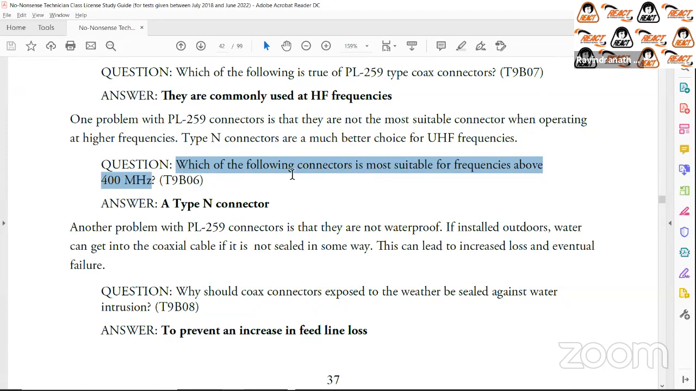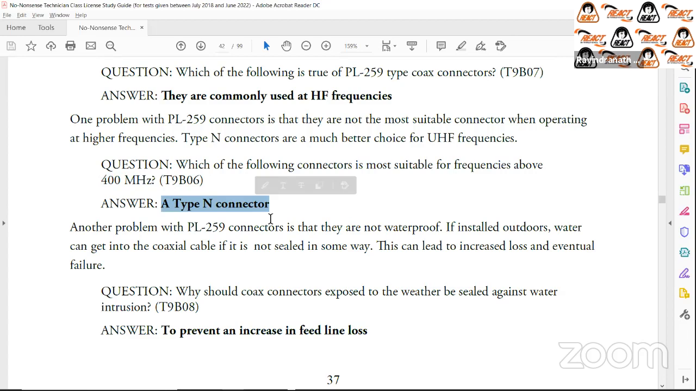And when we looked at our diagram with the two types of connectors, PL259 and N-type, which one did we say will be suitable for the UHF band? We did say the N-type connector is suitable for UHF.